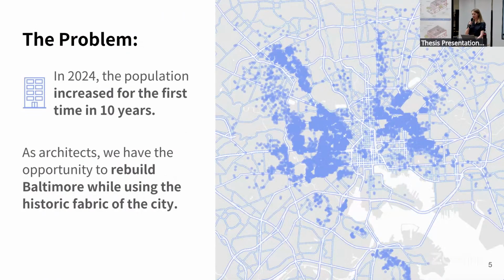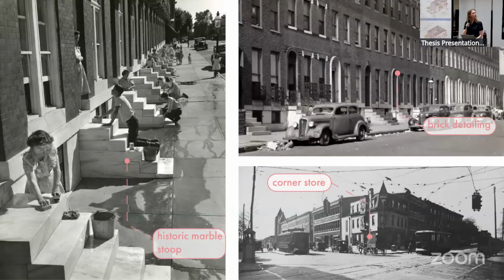However, in 2024, the population increased for the first time in 10 years. As architects, we have the opportunity to rebuild Baltimore while using the historic fabric of the city and reusing row homes. Looking at some historic photos of row homes, we can examine some of the historic character that still exists today, such as the historic marble stoops, corner stores, and intricate brick detailing. Neighborhoods were very proud of these houses and took a lot of care in maintaining them.